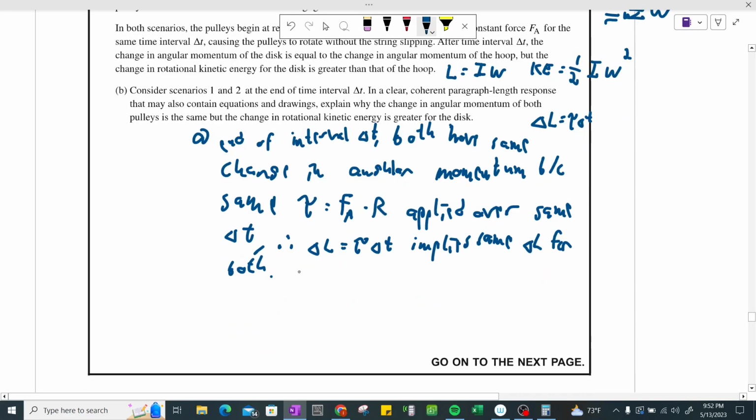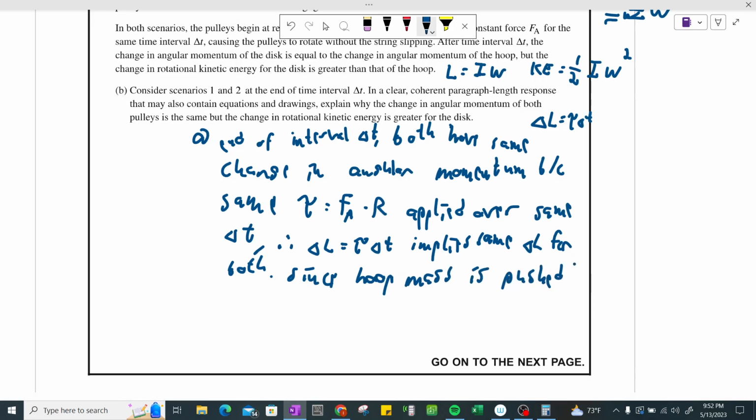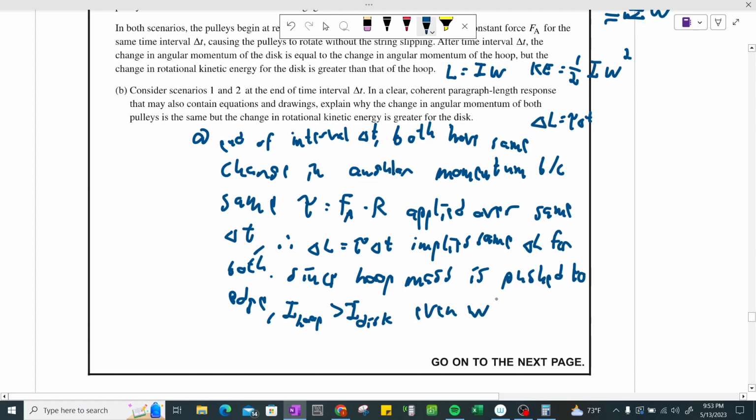But we could then say, since the hoop mass is pushed to the edge, we could again argue with the 1/2 m (r2 squared minus r1 squared), but you're not expected to know that formula. I don't think it'll be required. Just saying the mass is more pushed to the edge, we know that the inertia of the hoop is greater than the inertia of the disk, even with the same mass.